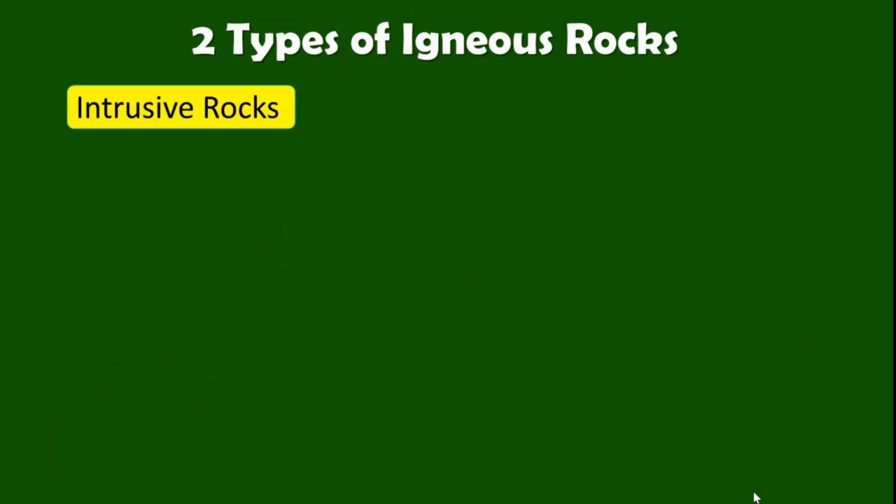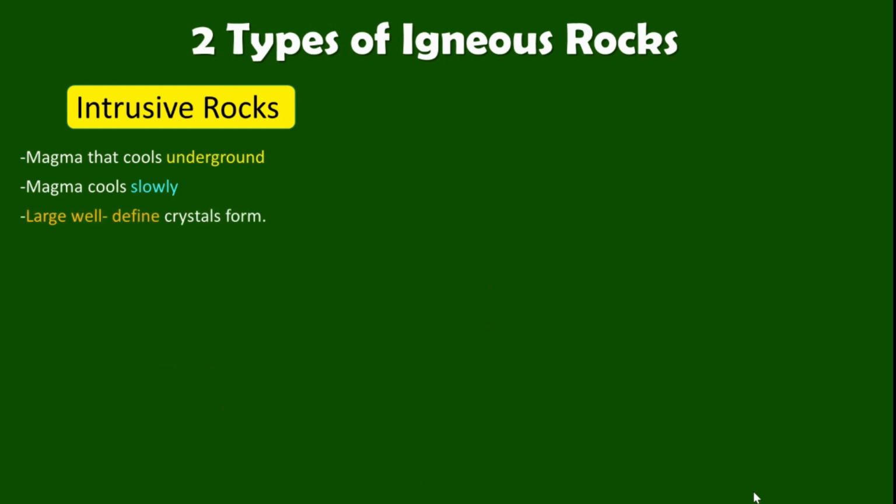There are two types of igneous rocks. Igneous rocks that form as magma cools underground are called intrusive rocks. Because magma within Earth is insulated by solid rocks, it cools more slowly than lava on Earth's surface. When magma cools slowly, large, well-defined crystals form.